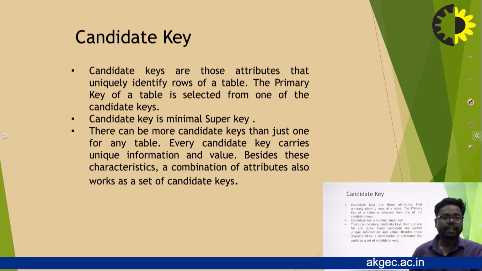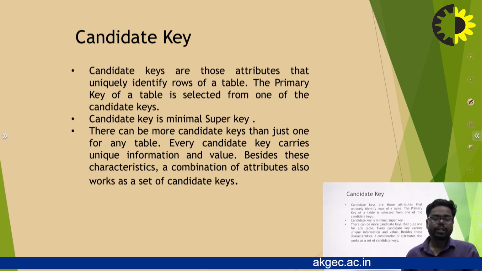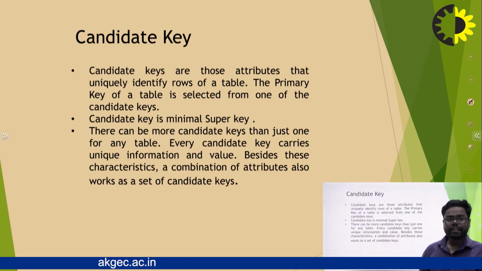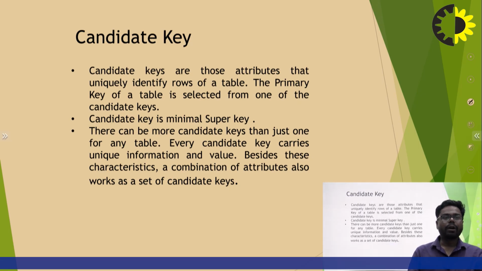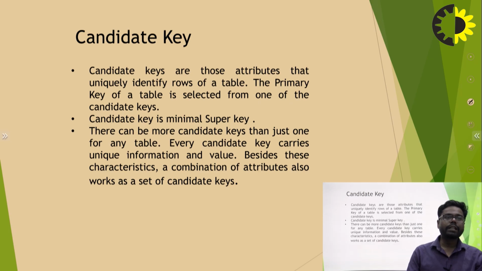Now, candidate key. Candidate keys are those attributes that uniquely identify rows of a table. The primary key of a table is selected from one of the candidate keys. This means the candidate key is a minimal super key. The super key has everything, but with the candidate key we can still identify that row uniquely. There can be more than one candidate key in the database. You can have several for any one table.